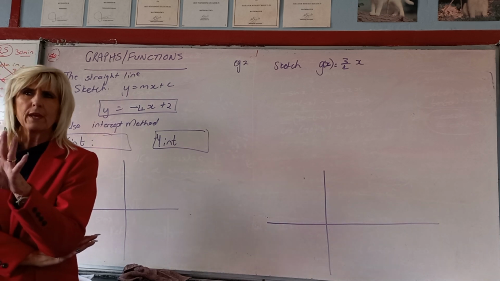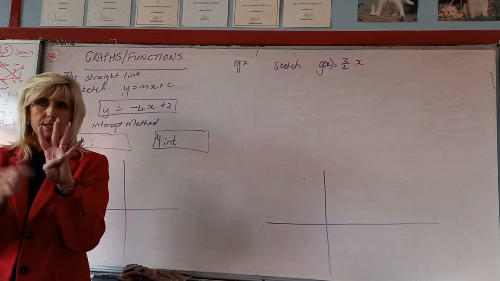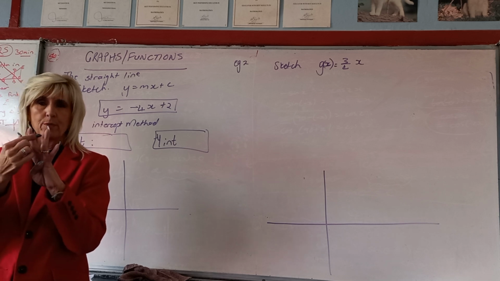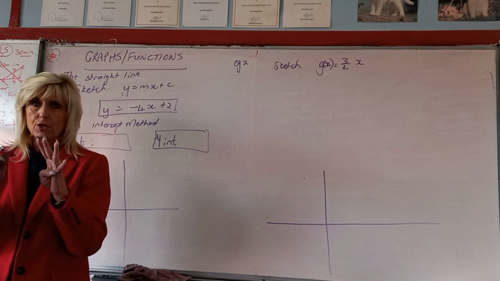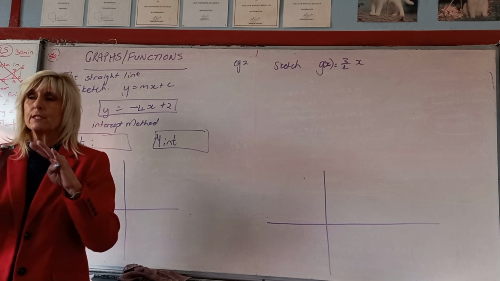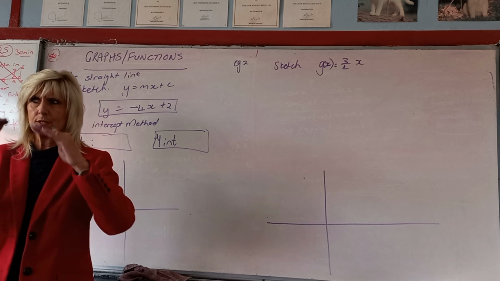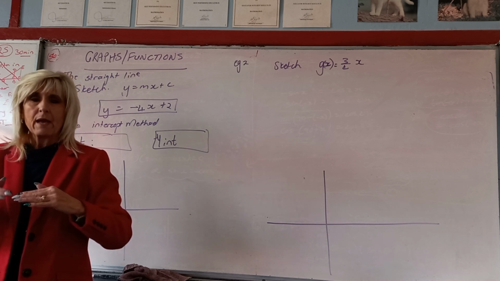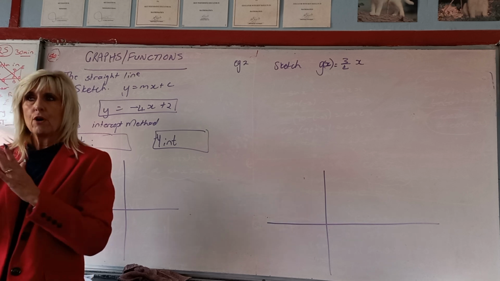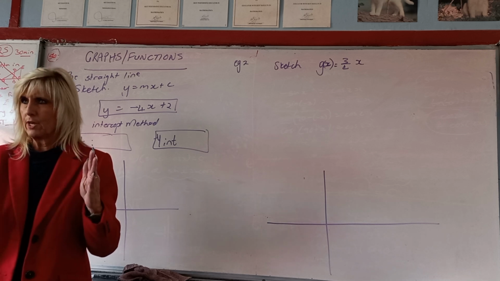How many graphs were there? Four. Namely, straight line, hyperbola, parabola, exponential. But last year, you only did vertical transformations. You moved them up and down. Okay? This year, you're also going to do horizontal.